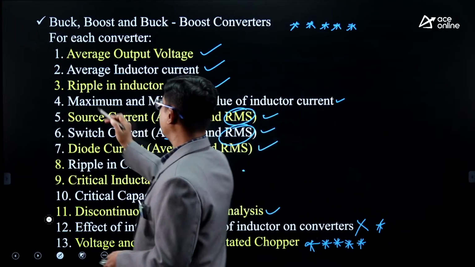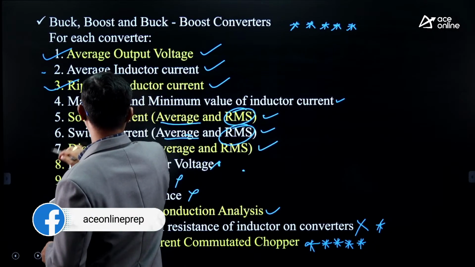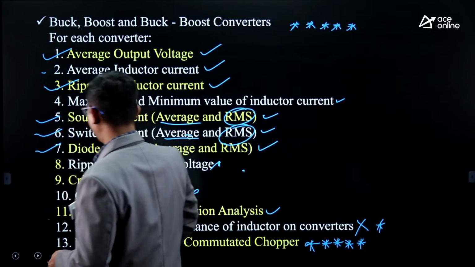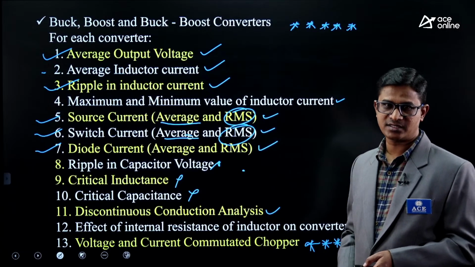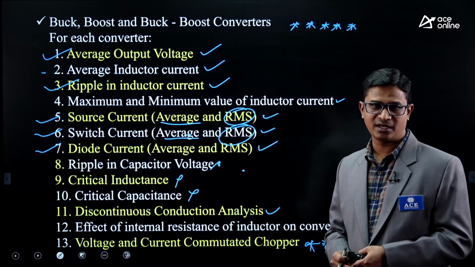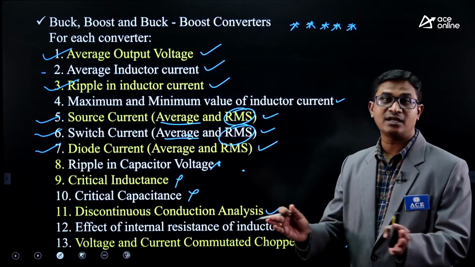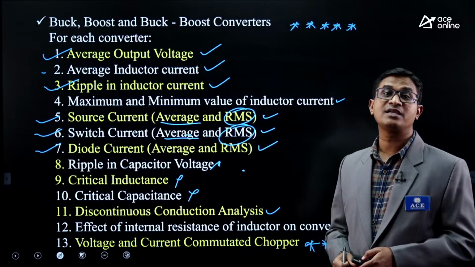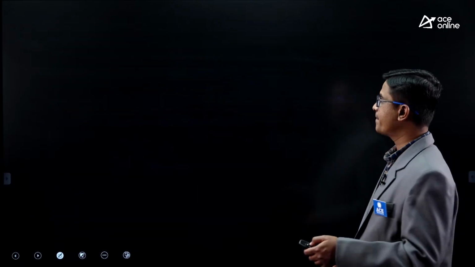If you check here, you will find a number of questions in average output, ripple in inductor current, source current, switch current, diode current, right? So these are the important ones: 1, 3, 5, 6, 7 are the most important, I can say, right? And comparatively easy to understand. For this full topic I am saying, DC to DC converter is comparatively easy to understand and has less content. So you can finish this topic in comparatively less time. It is easy to memorize even. It takes less time to memorize.